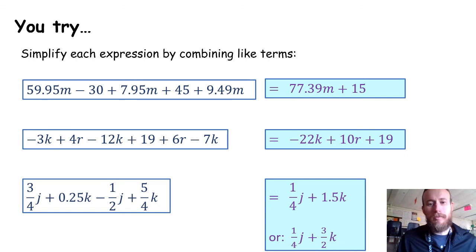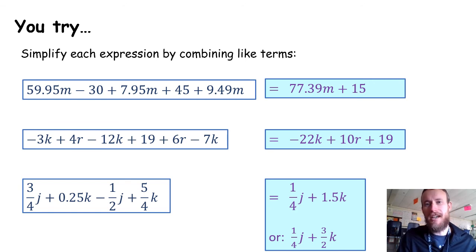And the last expression would be 1/4 of j plus 1.5k. So we have some options here since there's decimals and fractions to write just fractions or decimals or a mixture. Usually we would try to do just fractions, I would say. Unless you can't figure out what the fractions are, you can definitely write decimals, but either way is fine. They're both equivalent.